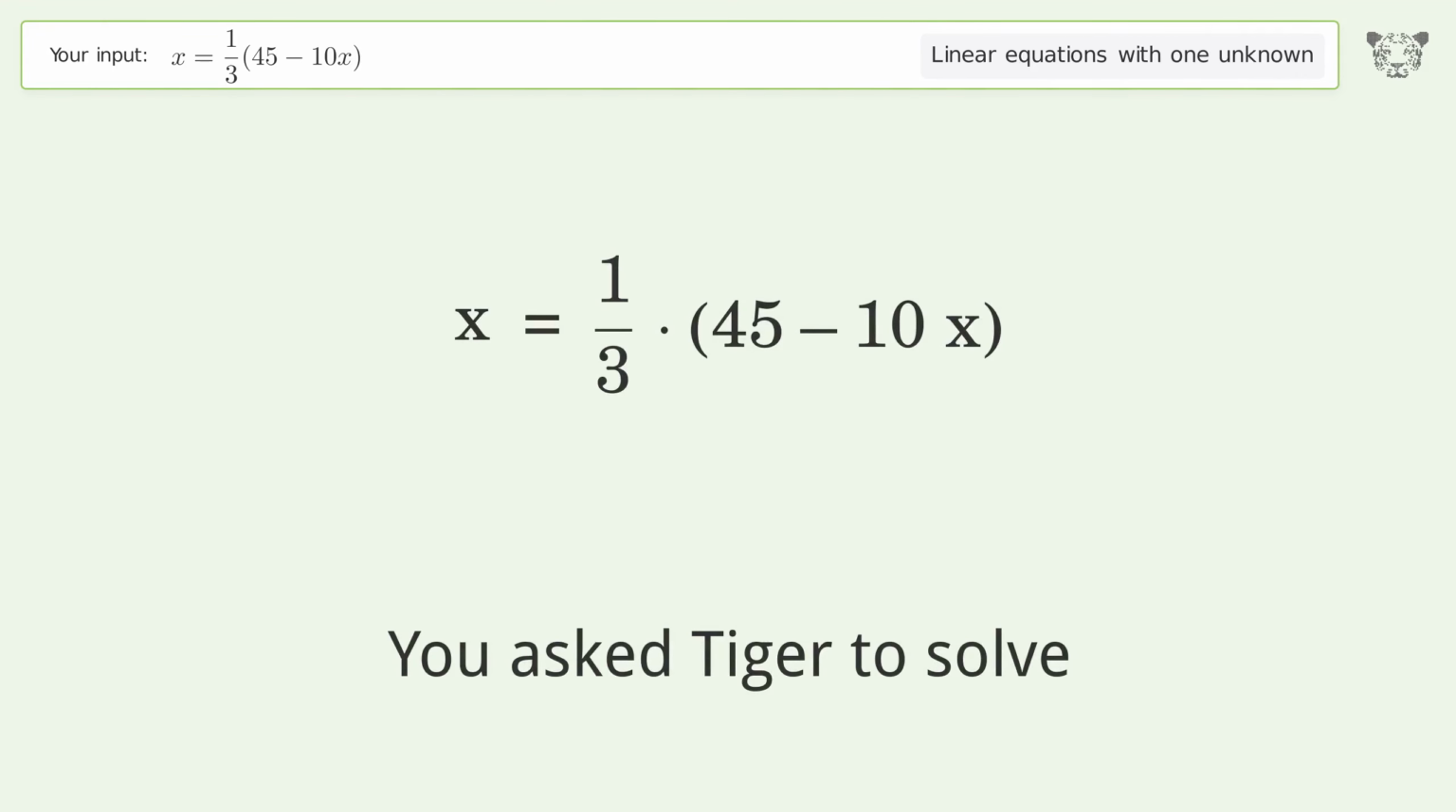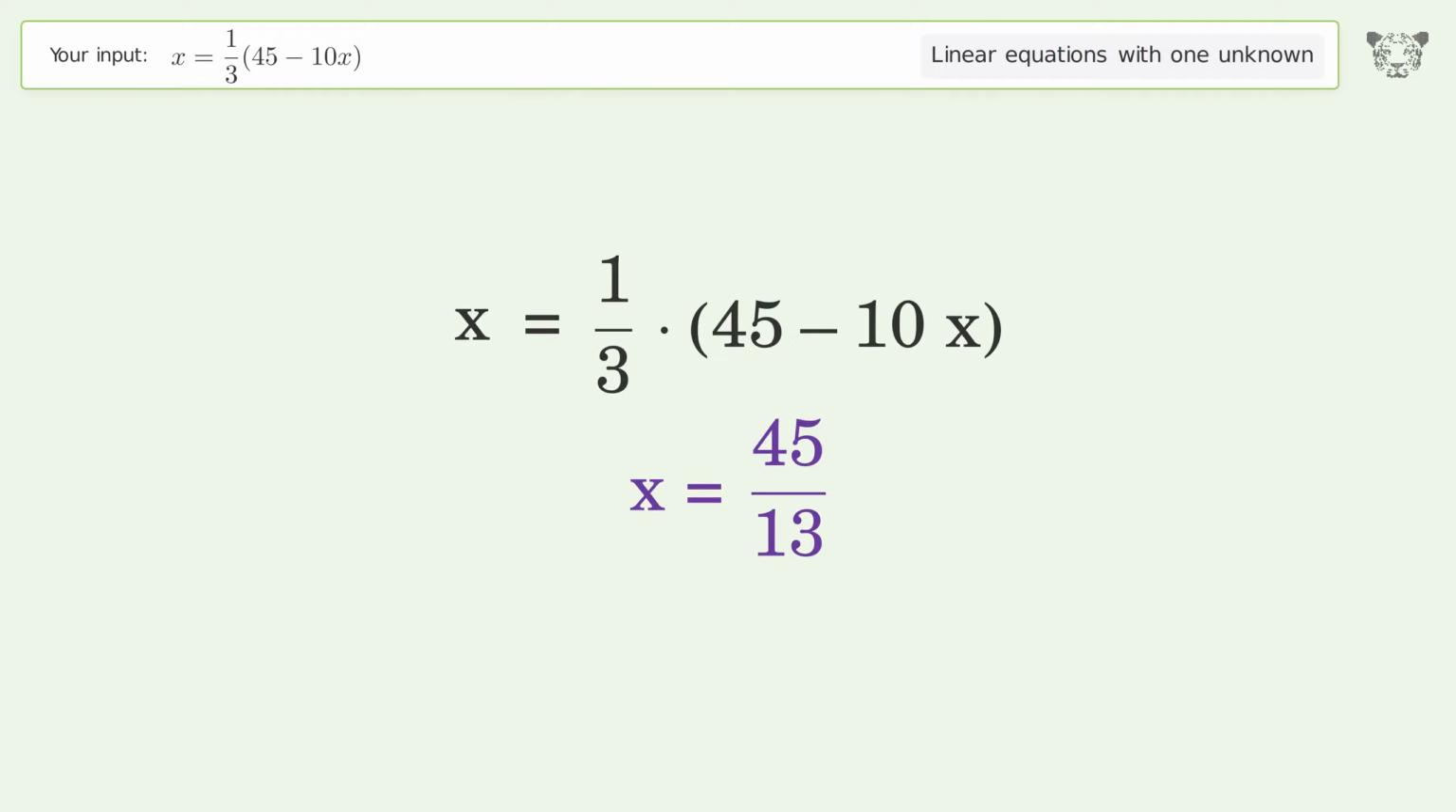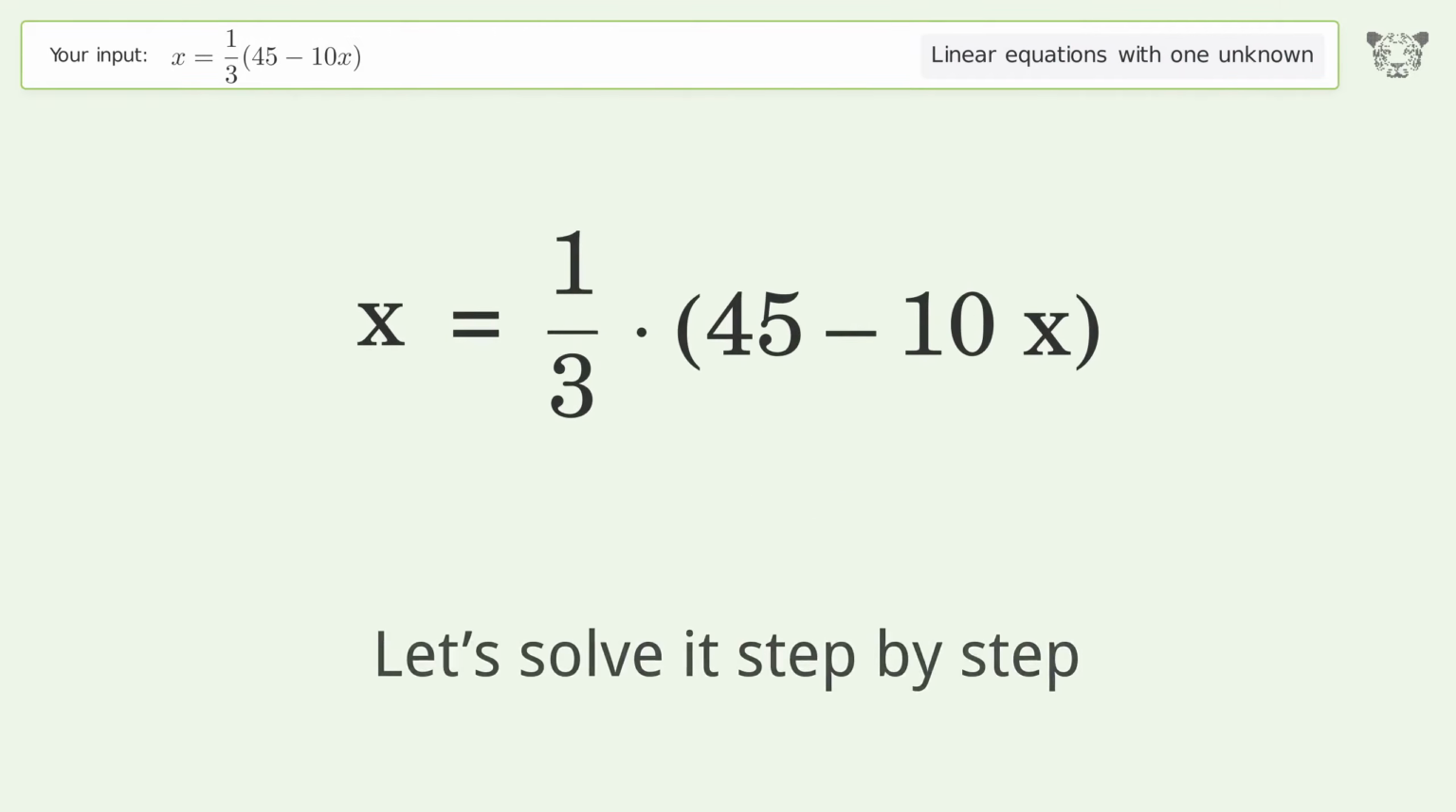You ask Tiger to solve. This deals with linear equations with one unknown. The final result is x equals 45 over 13. Let's solve it step by step.